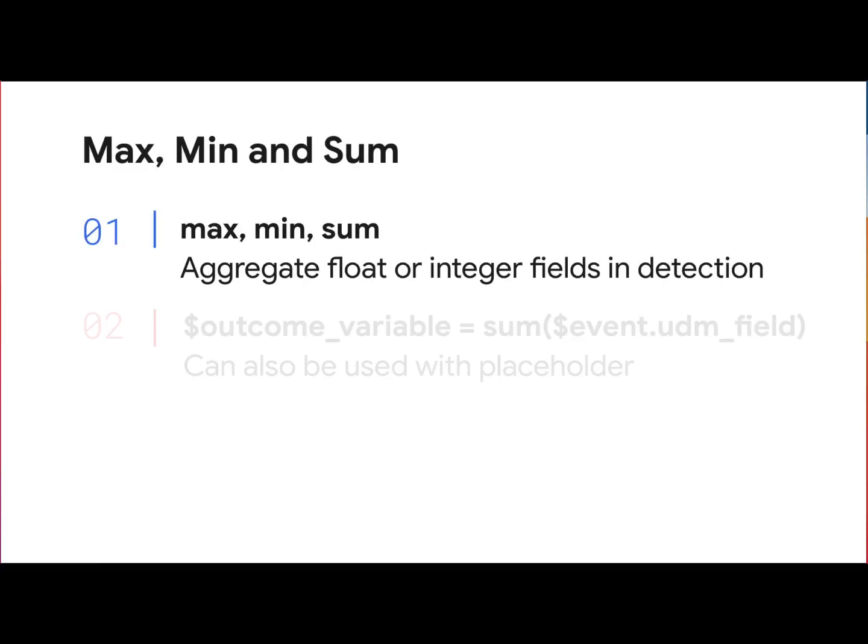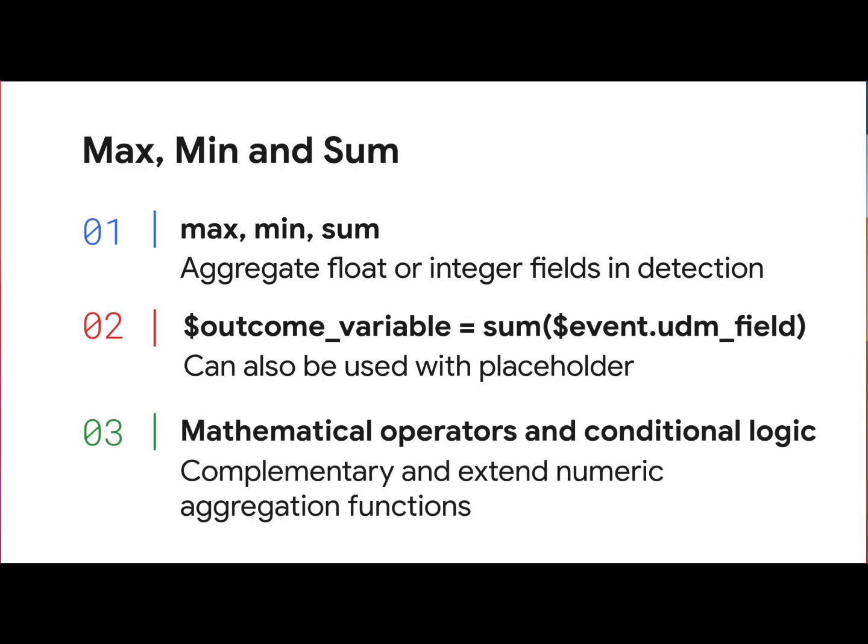Min, max, and sum provide additional aggregate functions that can be used in the outcome section, but they are limited to float and integer fields. Don't forget that all event values must be aggregated in rules that contain multiple values. These aggregate functions follow a common syntax. The outcome variable equals the aggregate function, like sum, followed by parentheses with either the UDM event field with the event variable in front of it, or a placeholder variable inside of it.